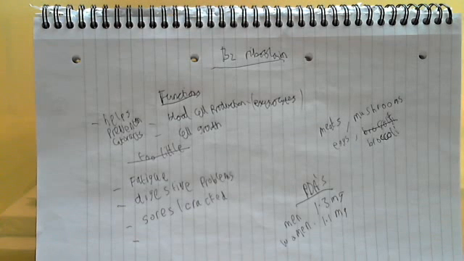Over here we have some sources of where you can actually get this particular vitamin from. So we've got meats, mushrooms, eggs and broccoli. You've also got some fortified cereals.